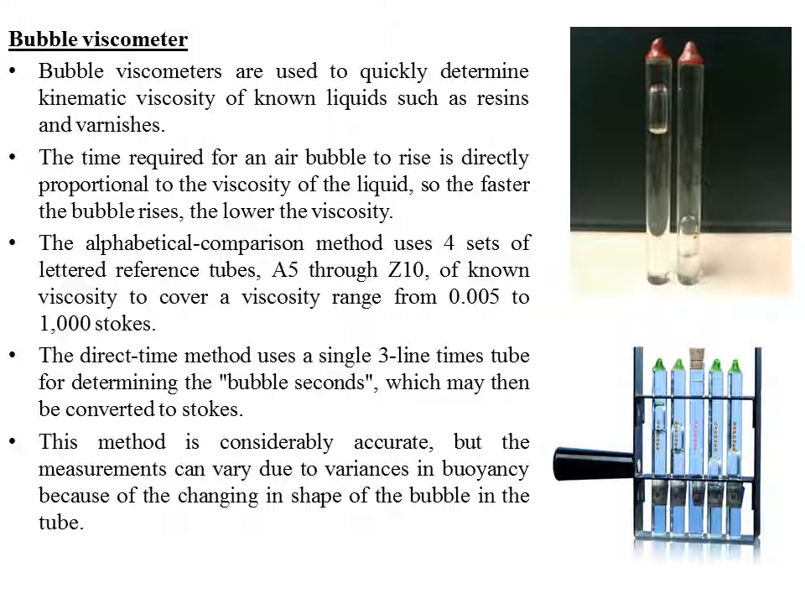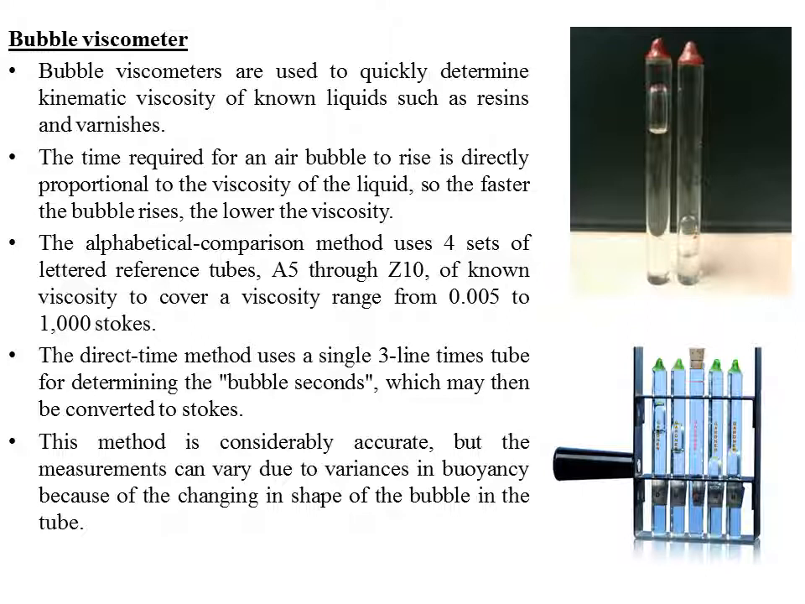So in the first, the lower viscosity liquid is there, so the bubble rises fast. In the next, the higher viscosity liquid is there, so the bubble rises slowly. Then you will be comparing it. The time taken is measured in bubble seconds, which may then be converted to Stokes.